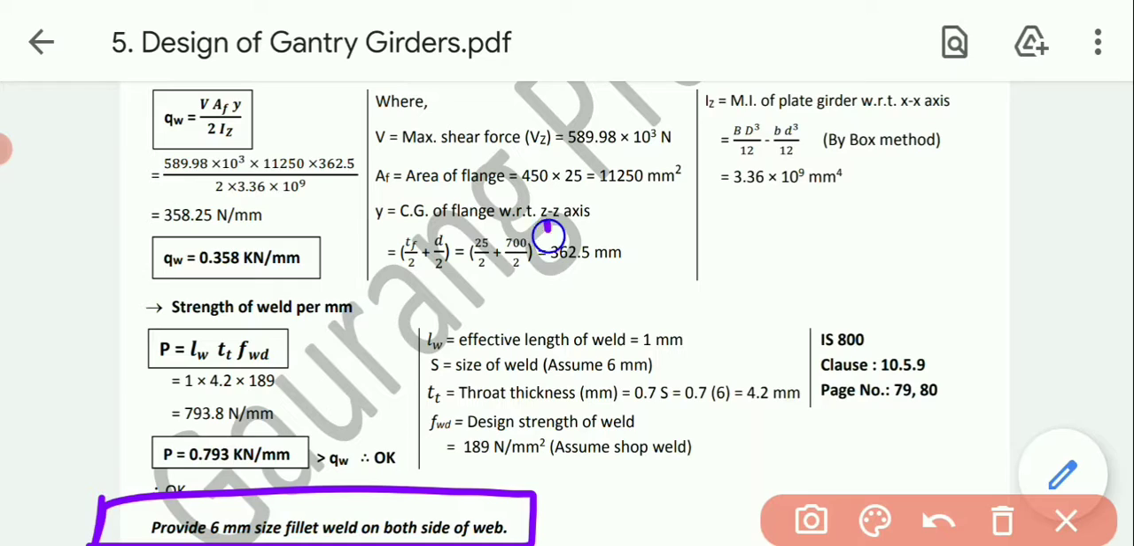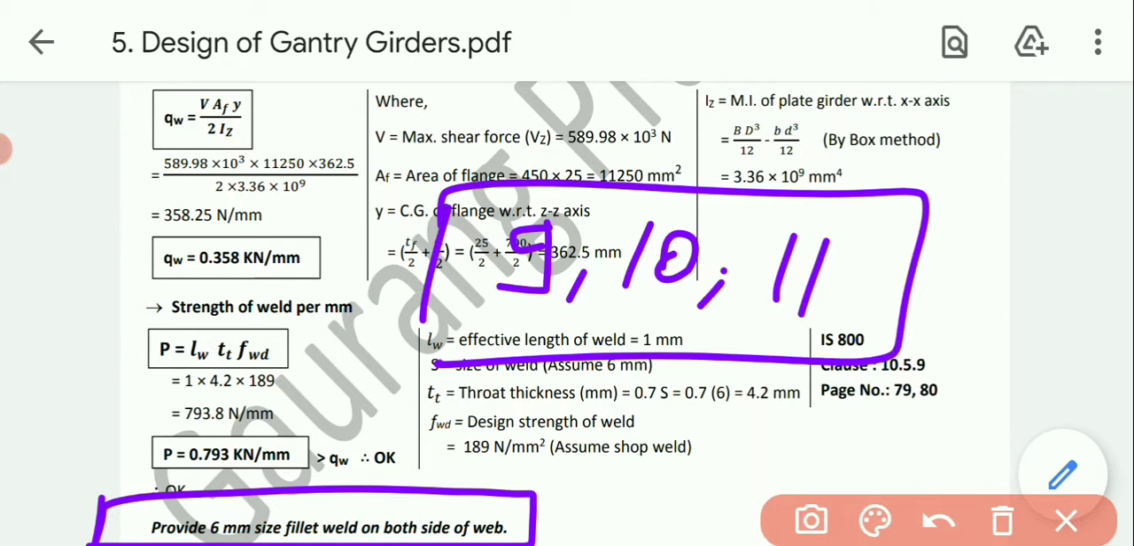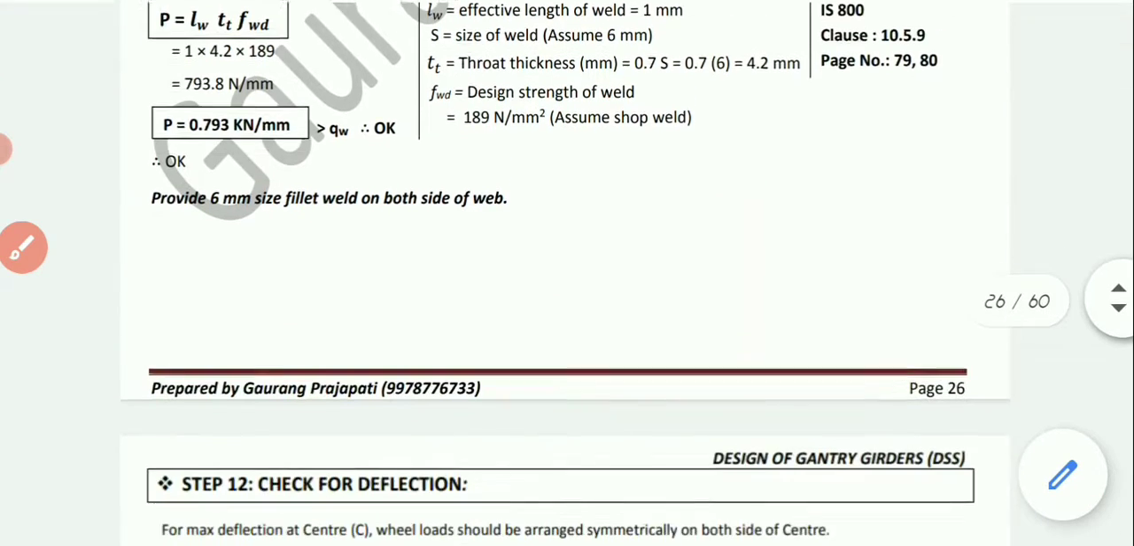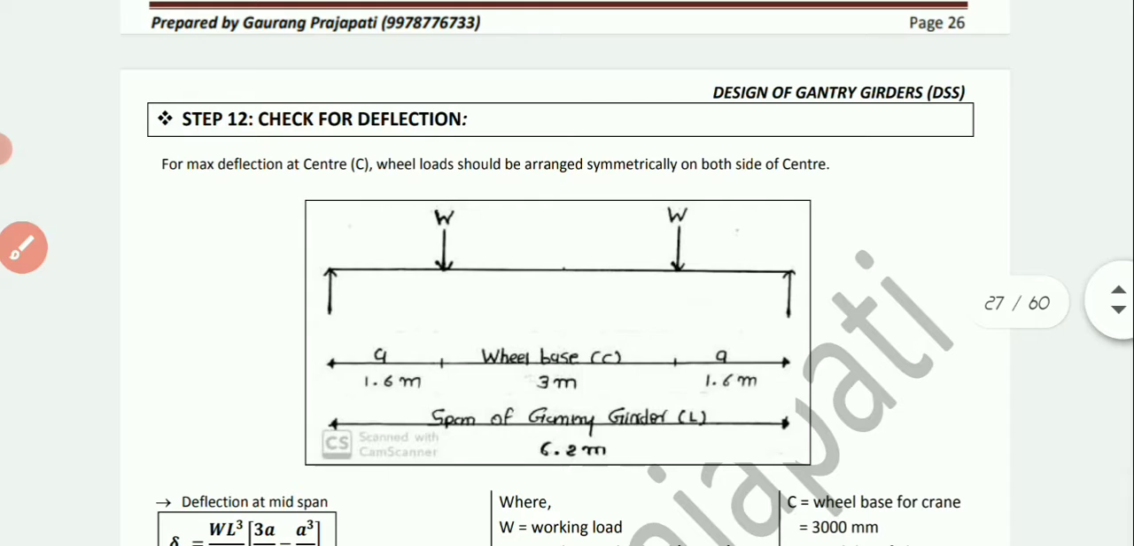But in this example, as I told you, steps number 9, 10 and 11 have not been asked. I am just providing you this one for education and practice purposes. And now lastly, step number 12, that is check for deflection. This step has been asked.